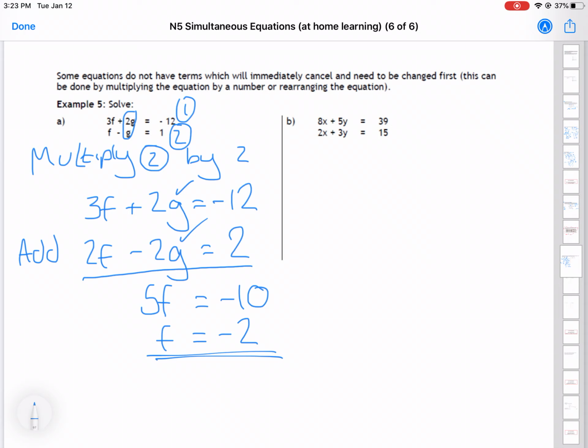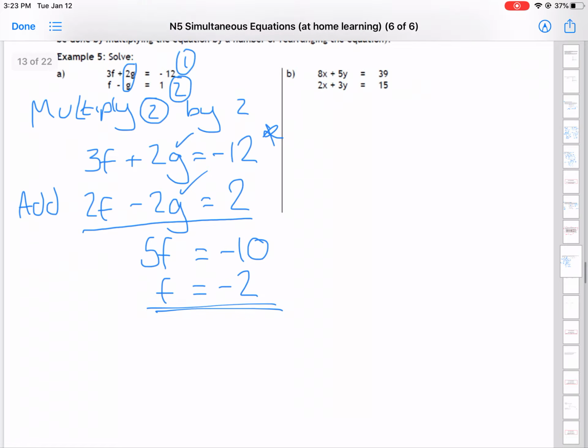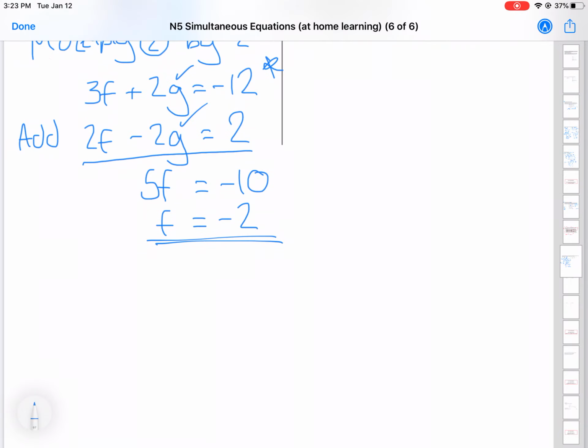Okay, and once we have them in this form, this step here is the trickiest step generally, because once we have them in that form, it's the same process that we have to do. Scrolling down just a little bit, we are going to substitute f equals negative 2 into one of our equations.